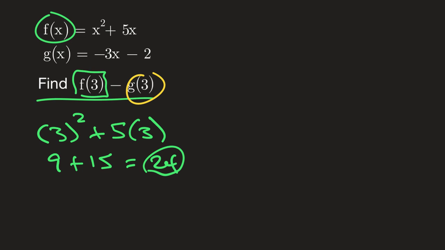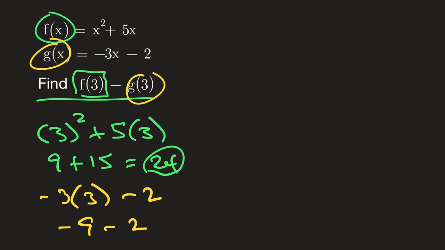Let's put a 3 into the g function right here. Here we go. We're going to go negative 3 times 3 minus 2. We are now putting a 3 into the g function. Negative 3 times 3 minus 2. Negative 3 times 3? Negative 9 minus 2. Beautiful. Negative 11.